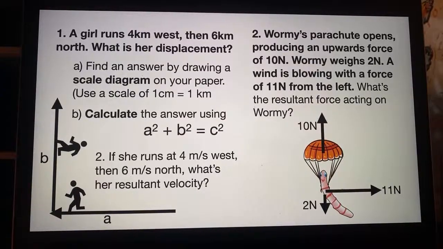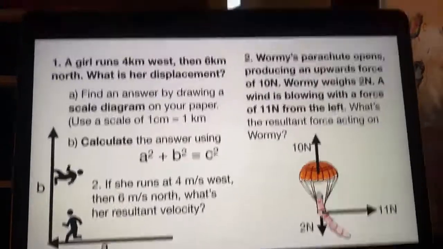So, question number 1. A girl runs 4 kilometres west and then 6 kilometres north. What is her displacement? I've been very kind and drawn you a diagram, because you should always draw a diagram if you get a question like this in an exam. Can you find the answer by drawing a scale diagram on your paper?